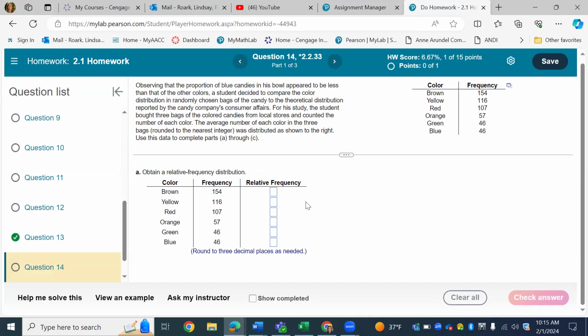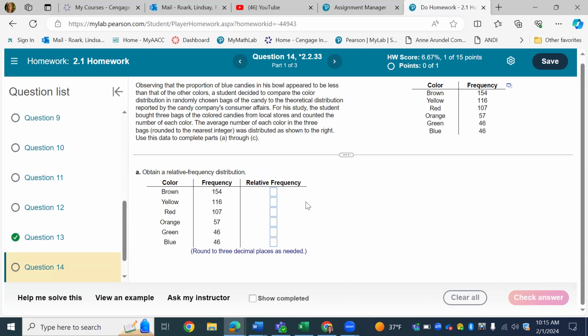There's brown, yellow, red, orange, green, and blue. And again, it's already pretty much tallied up for us. This is the frequency table, and they just want the relative frequency table. So option 1, do this by hand, right? Where you just total them up and then divide each one, and then you have to round each one.